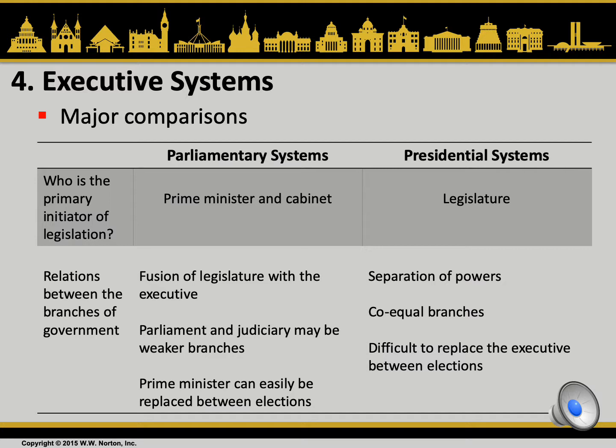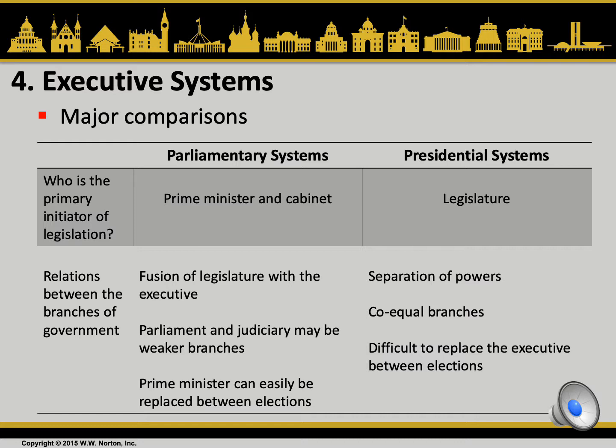Continuing with major points of comparison between the parliamentary system and the presidential system is who actually initiates legislation. In the parliamentary system, it's actually the prime minister and cabinet, which is commonly also known as the government, if you hear that terminology. The Thatcher government, for instance, talking only about the prime minister and cabinet. They'll initiate legislation in a parliamentary system, whereas in a presidential system, the legislative branch, the legislature, initiates.